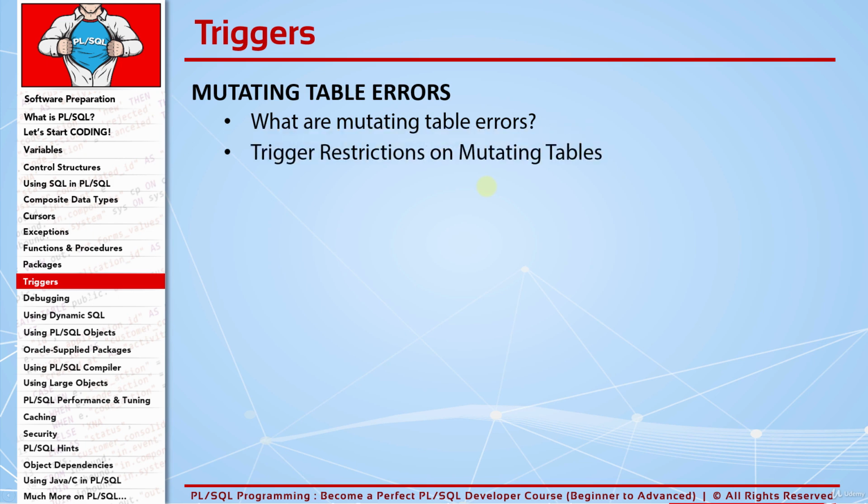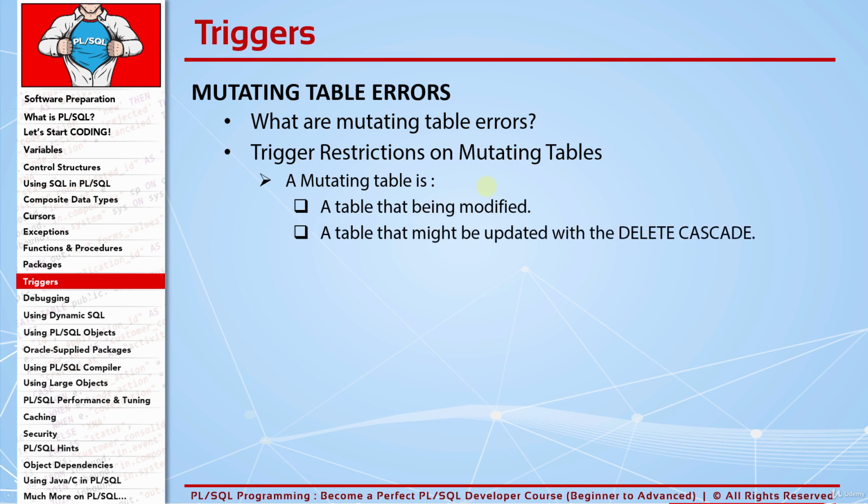Great. Now let's look deeper at mutating tables. Again, what is a mutating table? A mutating table basically means a table being modified by an insert, update, or delete statement. Or a table that is updated by the delete cascade constraint of another table. A different table might update that table with the delete cascade constraint. So since this table is also being modified, this table is also called a mutating table.